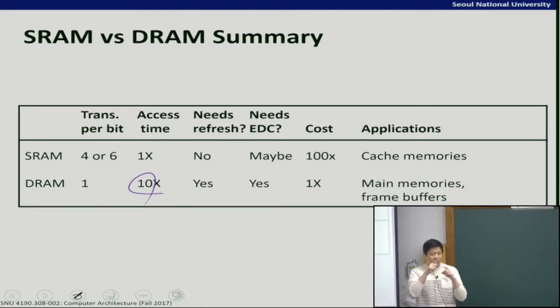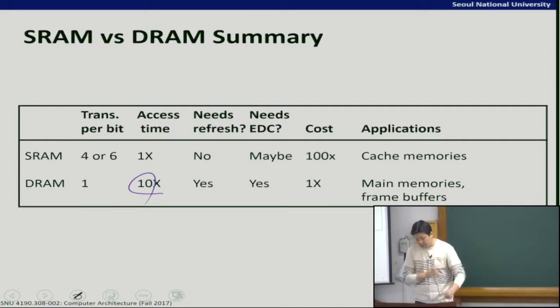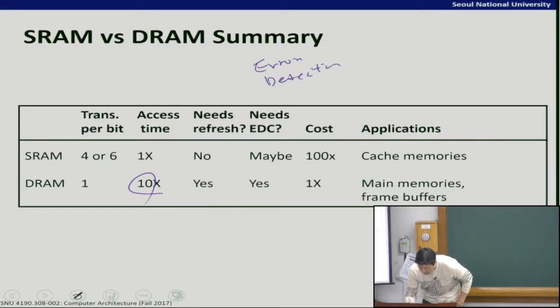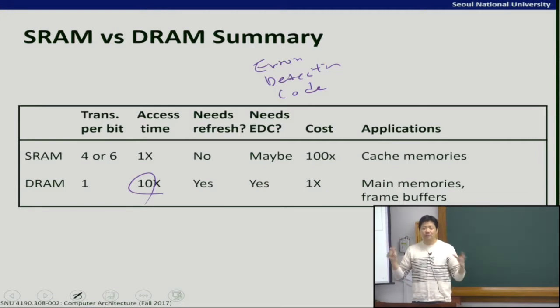Because in SRAM, the cross-coupled inverters keep reinforcing the value, keeping it stable. With the inverter circuit, 0 enforces 1, 1 enforces 0, so there's no loss of value. But in the case of DRAM, you need refresh because the charge will be lost after some period of time, right? So you need refresh. You also need EDC, error detection code. EDC is something like parity: you use some extra bits to detect an error.